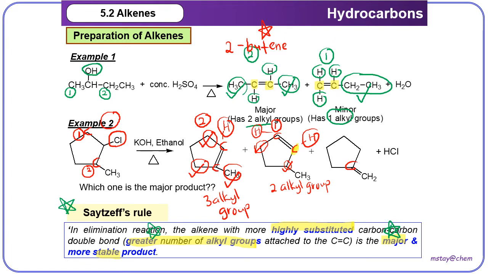Okay, so for here we have this carbon with 4 bonds: 1, 2, 3, and 4. So 2 bonds are bonded to carbon, and the other 2 bonds are bonded to hydrogen. So this one also has 2 alkyl groups. So among these 3, we have only one major product, which is the first one. Okay, so this is the major product. Please remark here, the one with the 3 alkyl groups is the major product.